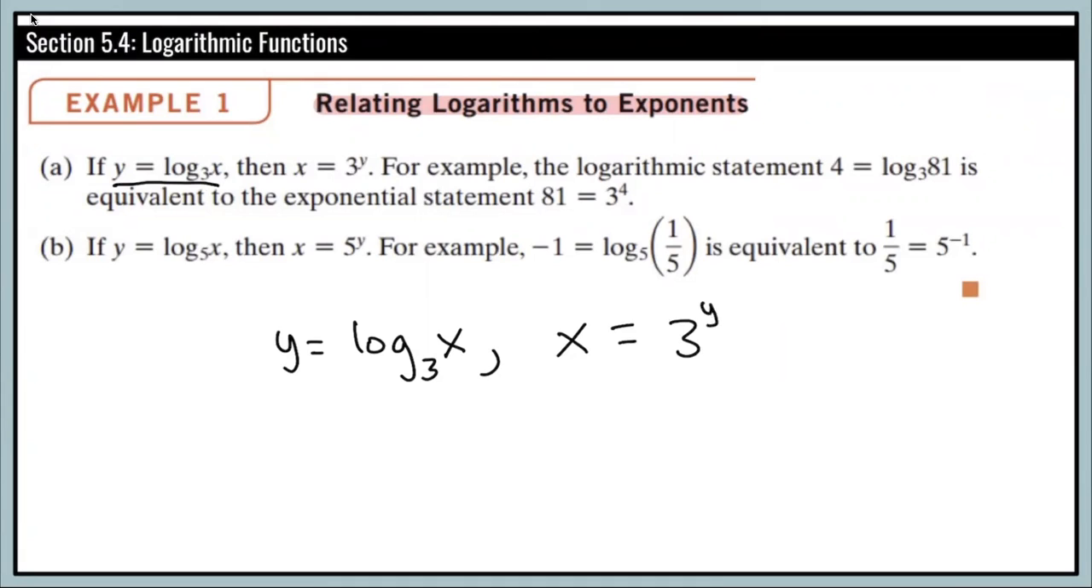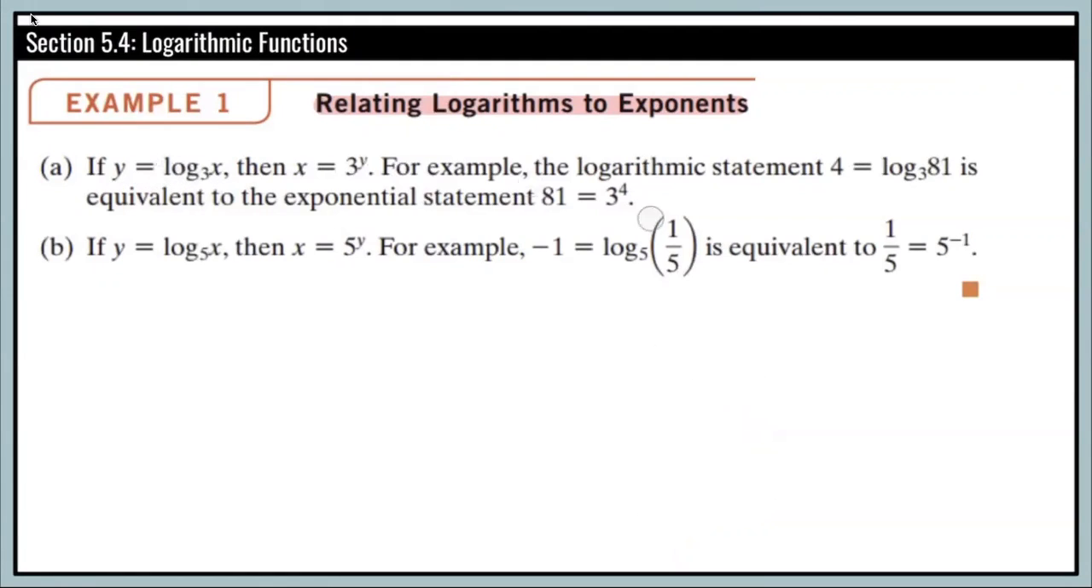What does that mean? Let's say 4 equals log base 3 of 81. That's the same thing as saying 81 equals 3 to the 4. With your base 3, we're asking what power of 3 gives us 81? That's 4. So 3 to the power of 4 gives you 81. That's what the log tells us.